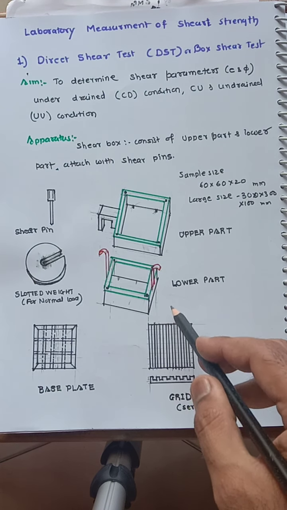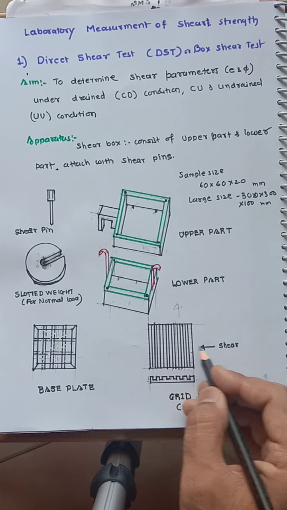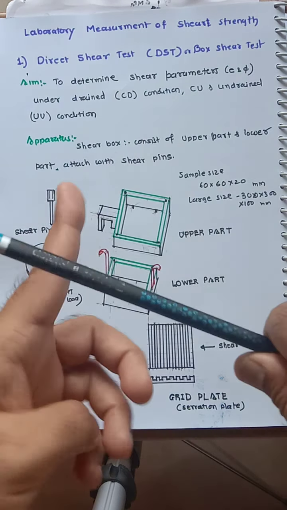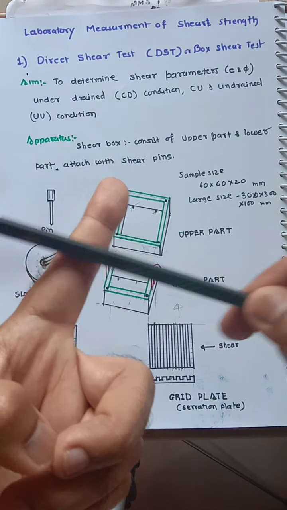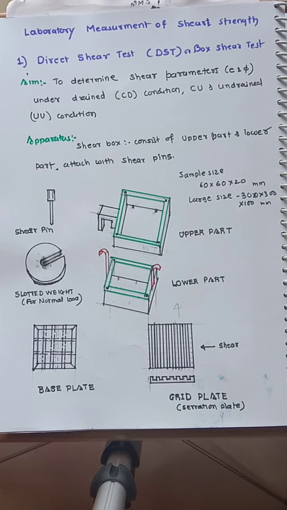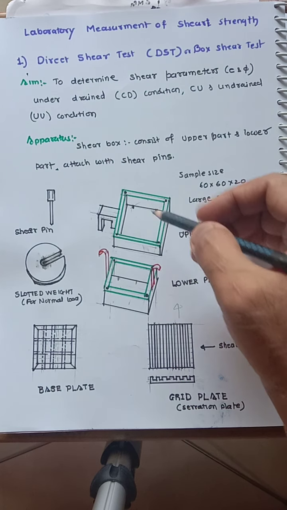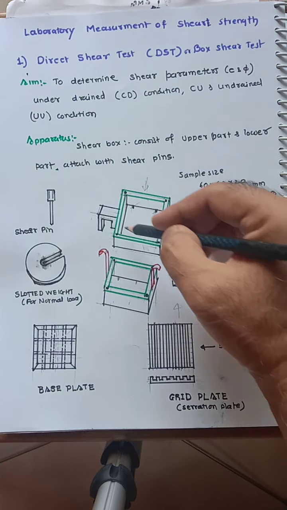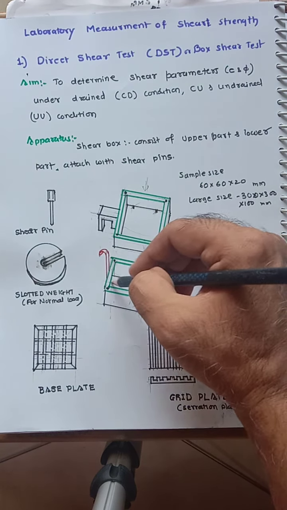Now these line directions will be such that they should be perpendicular to the shear force. Why? Because it is like this, perpendicular to the shear force. Okay, this is parallel. The shear force perpendicular gives the maximum friction, and that's why this plate is placed here such that the direction of shear is this. So this grid plate is placed like this, in the lower part, it goes to the lower part.